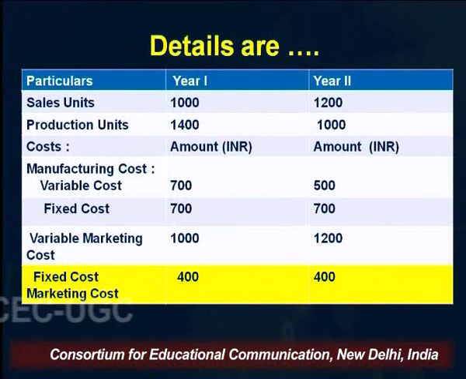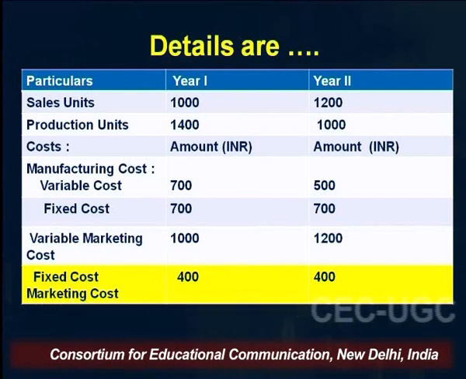Now the question provides details like this for 2 years. For the first year they report sales of 1000, second year 1200, and production units 1400 and 1000. Remember, sales and production units are given in terms of units, not in terms of rupees. Cost is given in terms of rupees. Manufacturing variable cost 700 and 500, fixed cost 700, variable marketing cost 1000 and 1200, and fixed marketing cost 400 and 400.